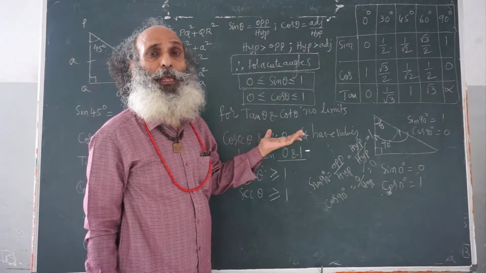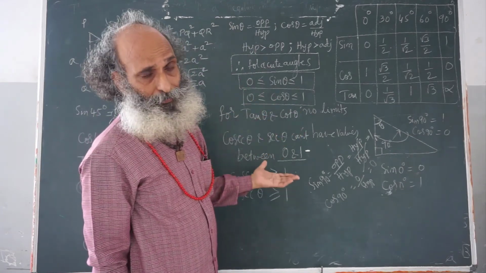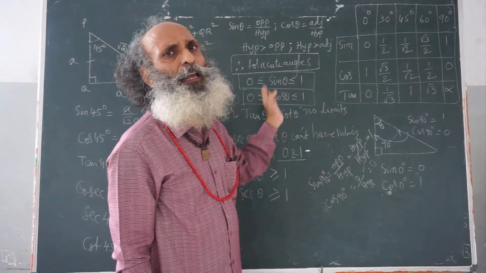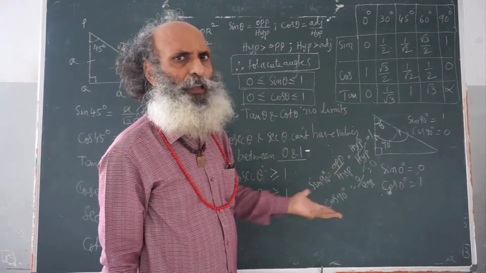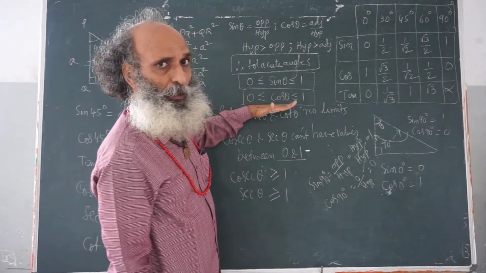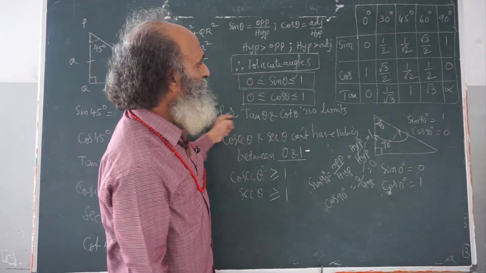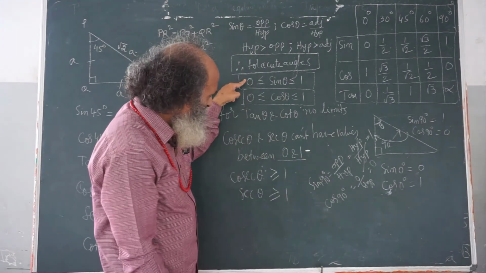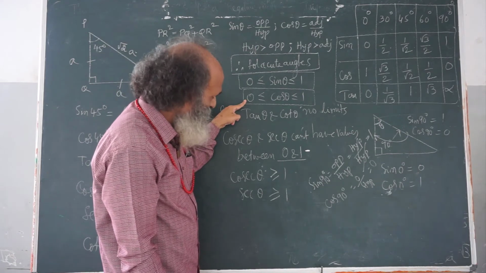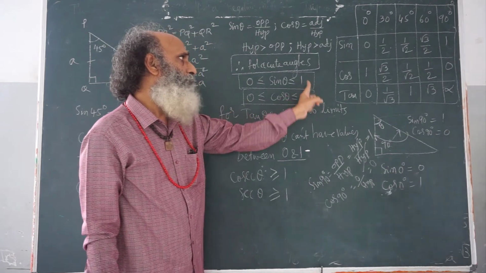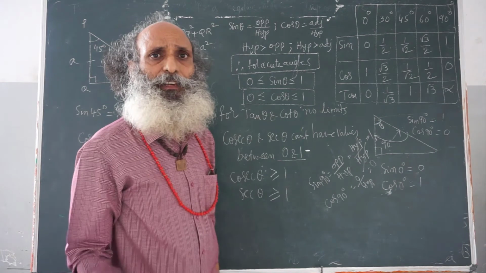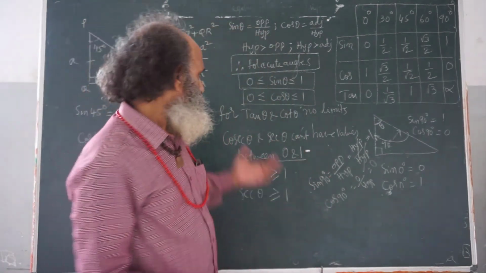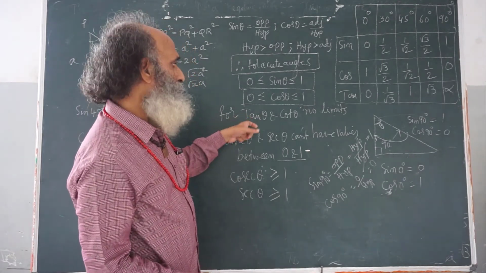Why am I saying acute angles? For other angles, obtuse angles, reflex angles, it can be positive or negative. Negative values also will come. Right now we are confined to only acute angles. For tan theta and cot theta, there are no limits. That means the minimum value of sin theta is 0, cos theta is also 0, and the maximum value of sin theta or cos theta is 1. But for tan theta there is no minimum value and no maximum value.